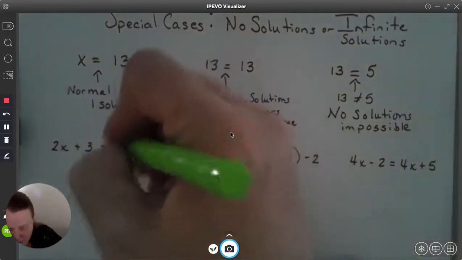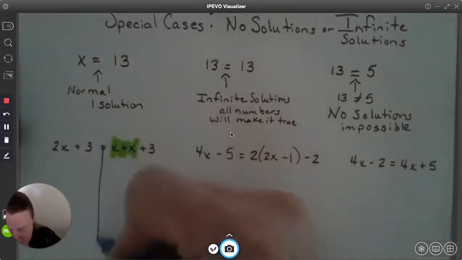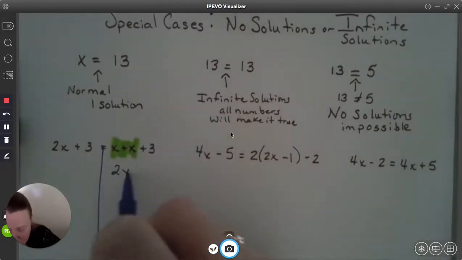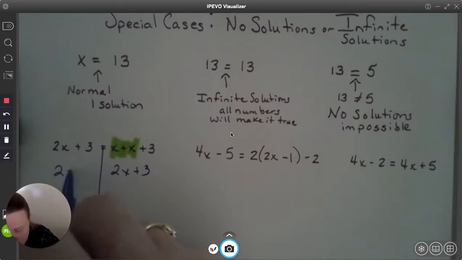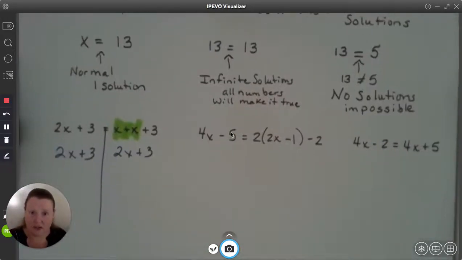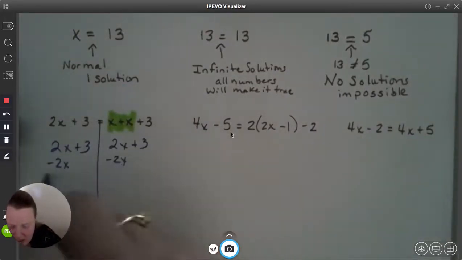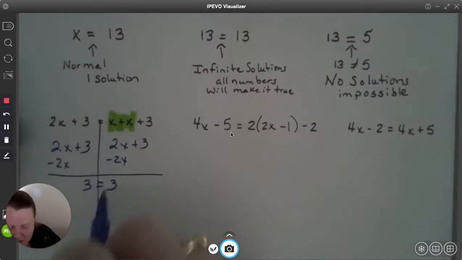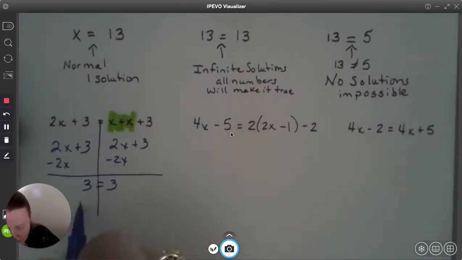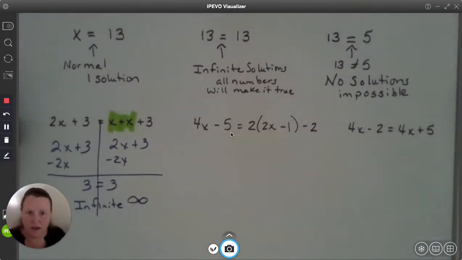So if I were to do my normal steps for these types of problems, I would now have 2x plus 3 equals 2x plus 3. I personally recognize that those are identical, and when I subtract 2x from both sides, I'm going to get 3 equals 3, which makes that infinite solutions, and some teachers will actually use the infinity sign. So the same thing happens over here.